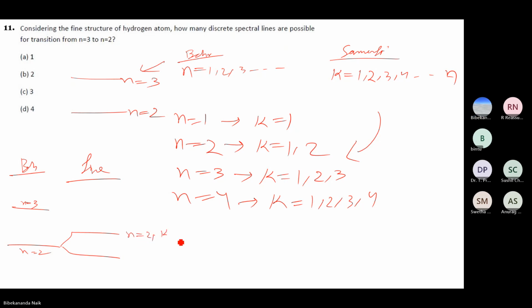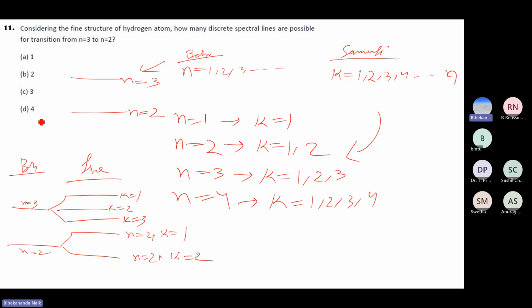n=2, k=1, then n=2, k=2. Similarly n=3 will be divided. For n=3, there are three k values: k equal to 1, k equal to 2, k equal to 3. Now I am not going into the values which will be lying below or above. We will discuss it in detail in future sessions.